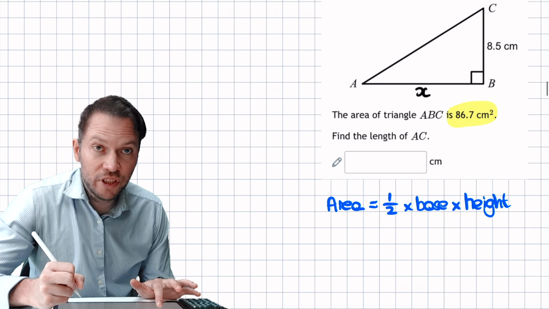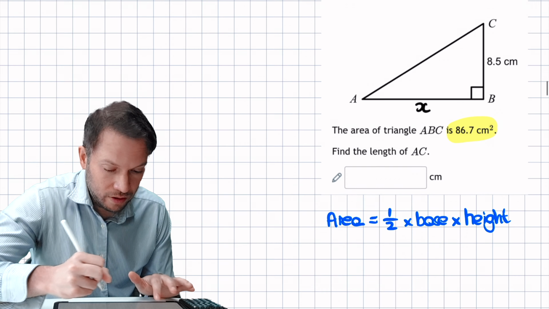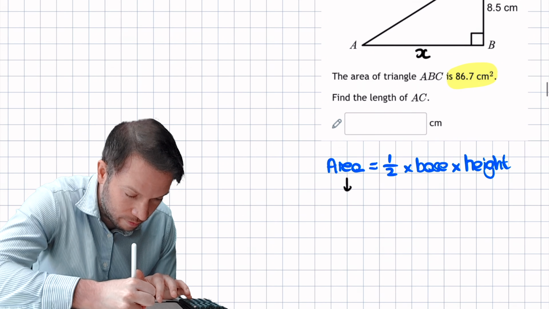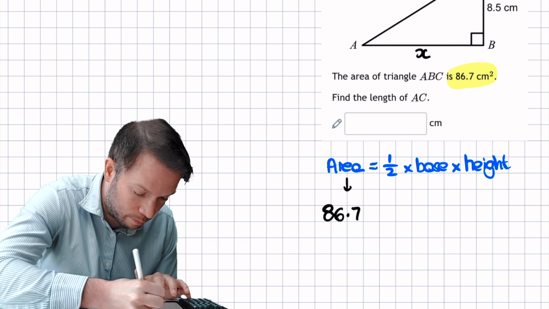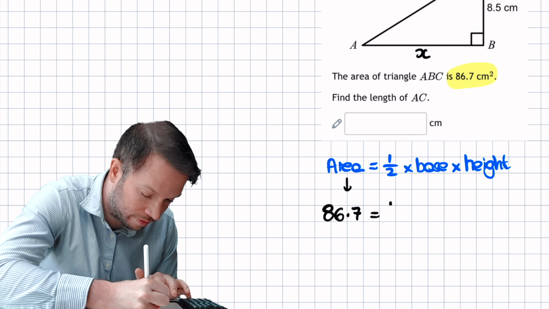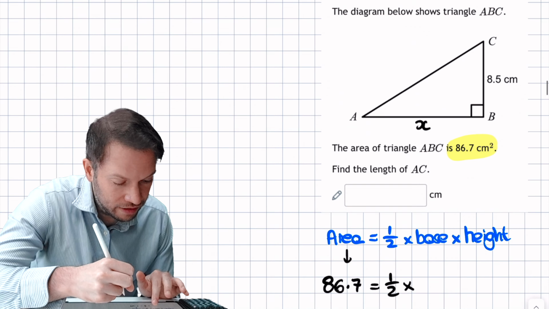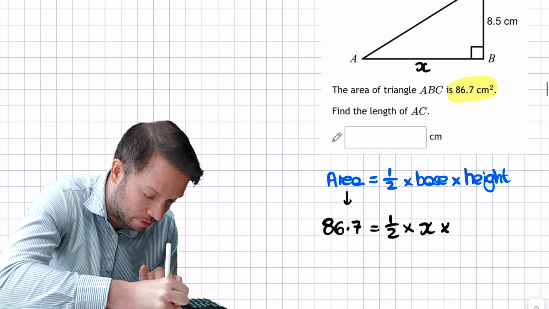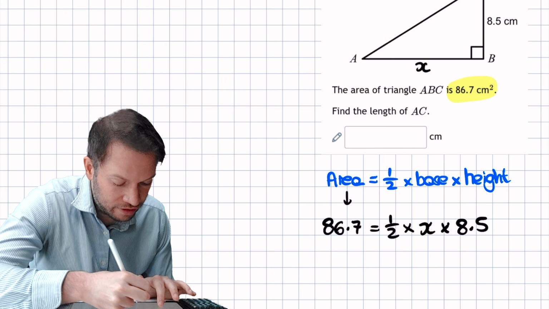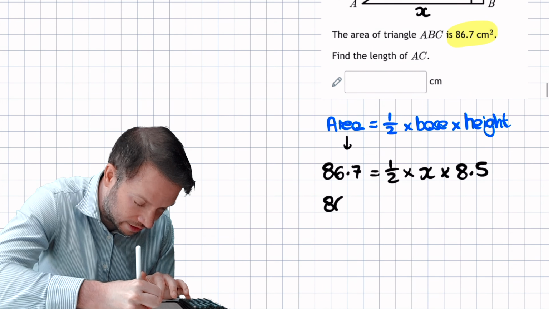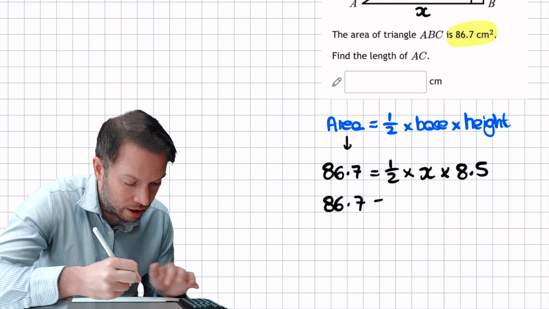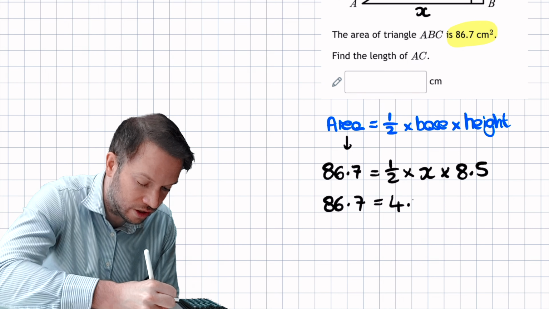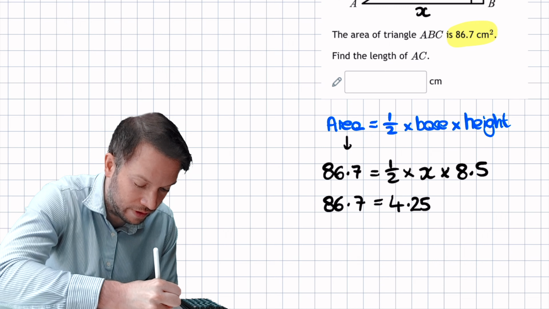And then we're going to substitute everything we've got into our formula. Well, we know the area is 86.7, we're told that. Then it's equal to half, multiplied by the base, which we said was x, multiplied by the height, which we said was 8.5. And let's just simplify this. We've got 86.7, half times 8.5 is 4.25, and that times x is just 4.25x.